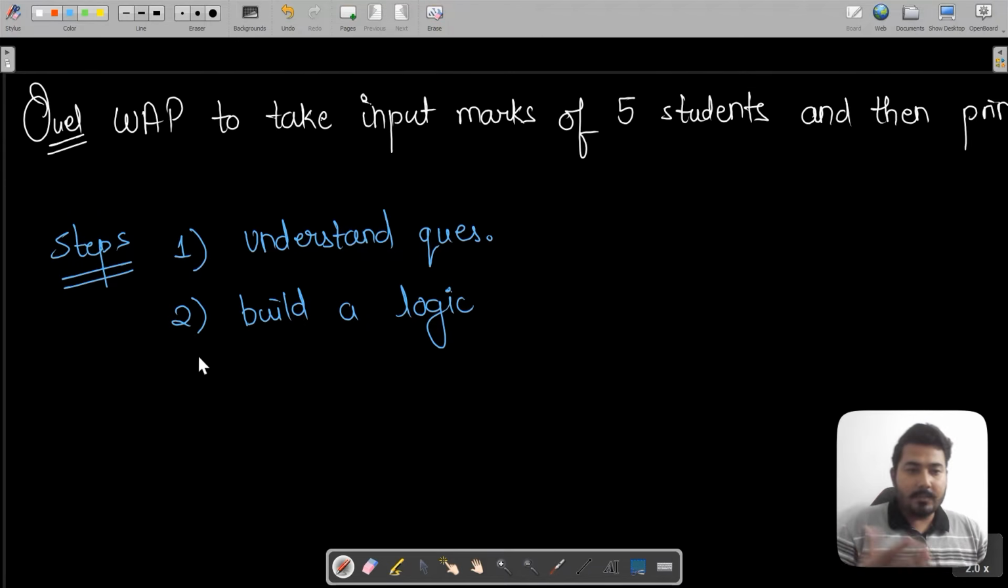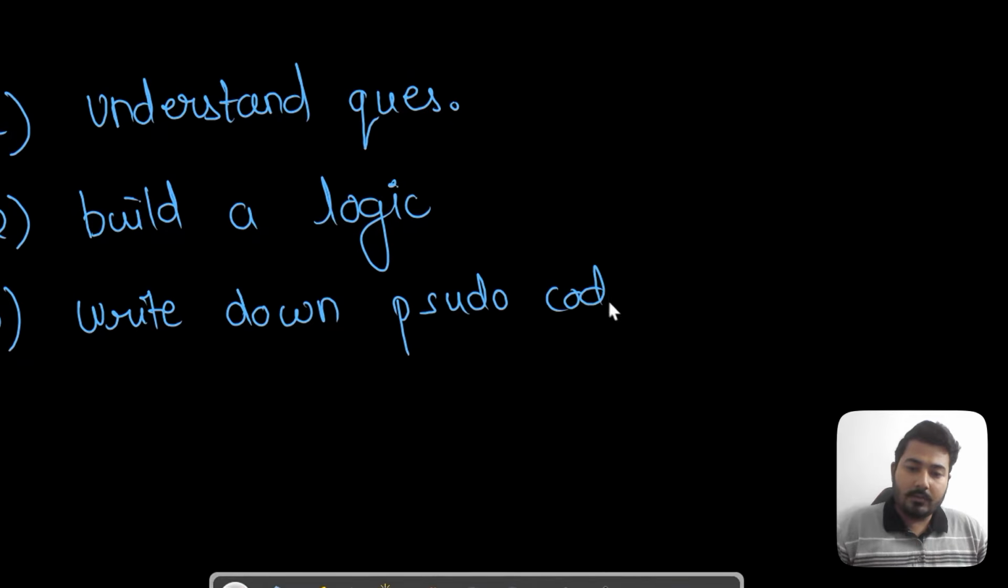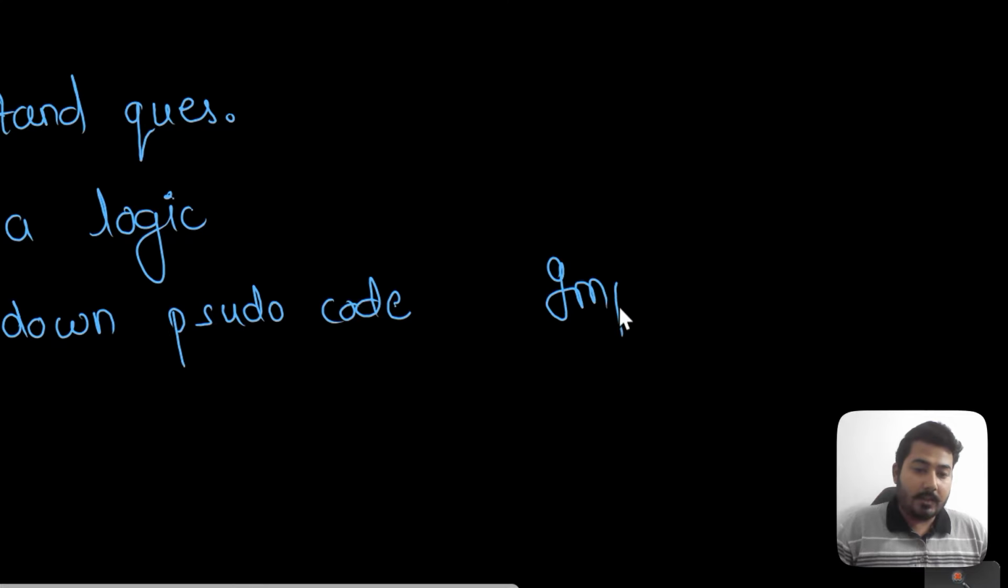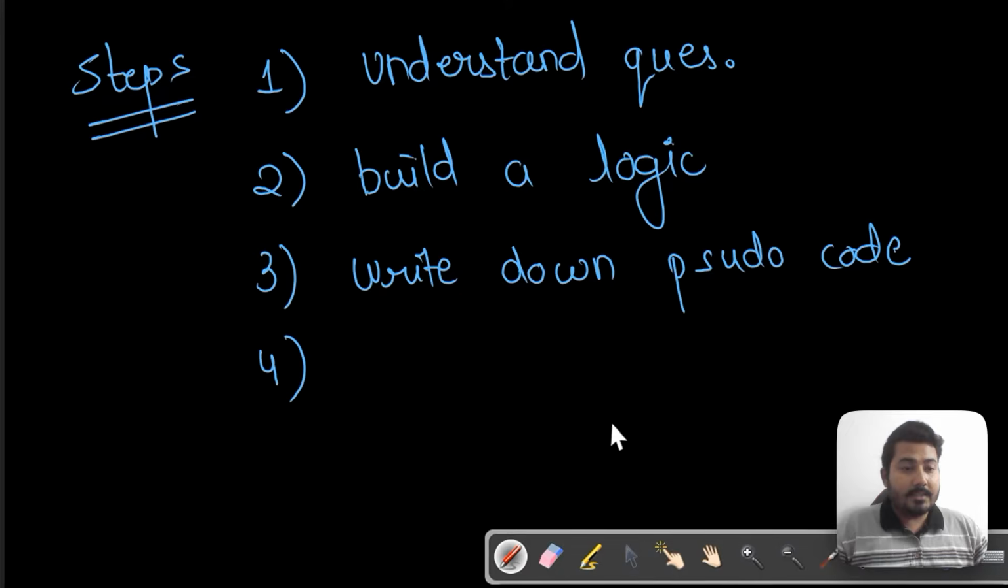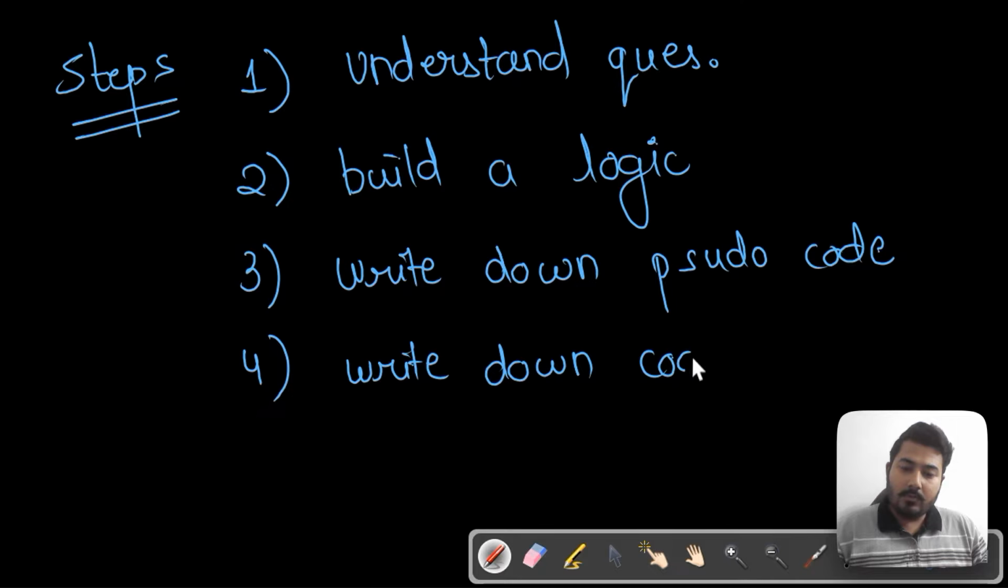Okay. Once, let's suppose, your logic is built, you are aware of how you're going to approach a question. Now it is very important to write down those steps, what exactly you're going to do in a question. Those steps are simply called writing down pseudocode. That is one of the very important steps that we have. Okay, and once that is also done, then the very last step would be to write down the code.